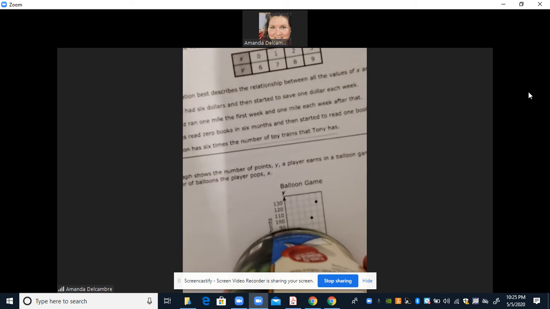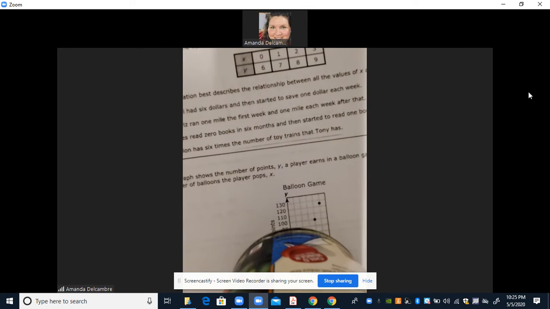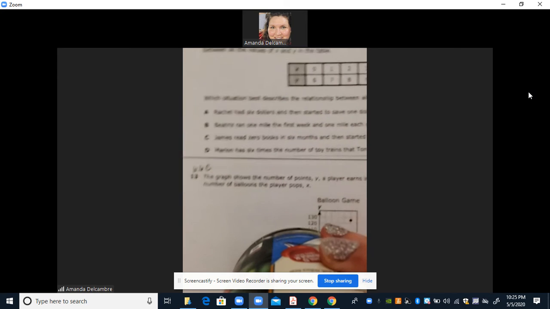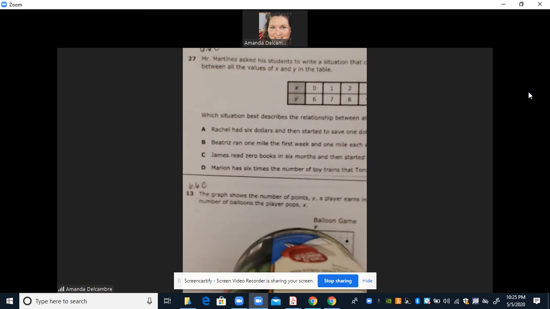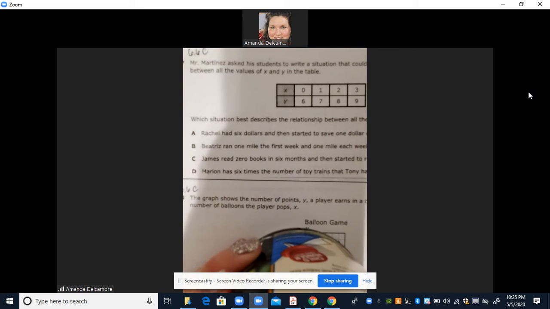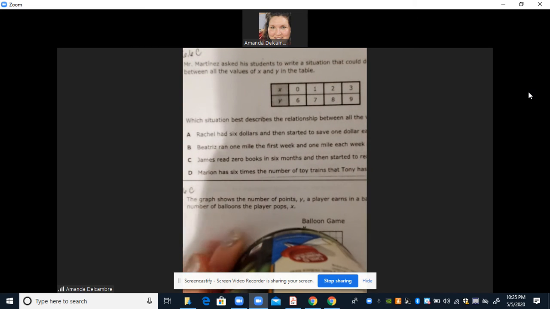Let's look at the next question, number 27. Mr. Martinez asked his students to write a situation that could be described for the relationship between all of the values of X and Y in the table. Which situation best describes the relationship between all of the values of X and Y in the table?